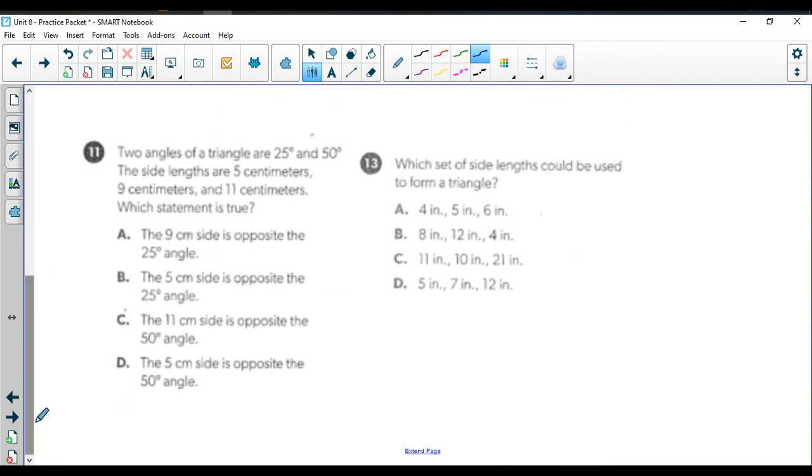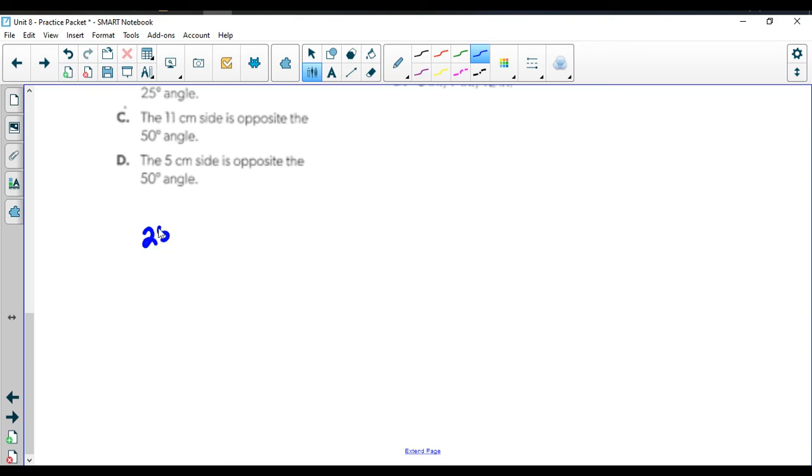Question 11, two angles are 25 and 50. The sides are 5, 9, and 11. Which statement is true? If we know that two angles are 25 and 50, we can actually figure out the third angle. So this gives us 75. If we take 180 minus 75, we're left with 105 degrees.